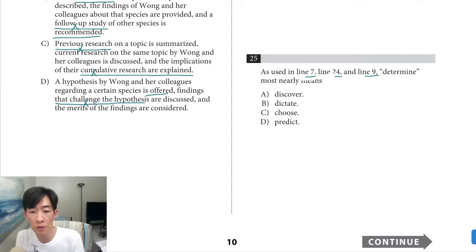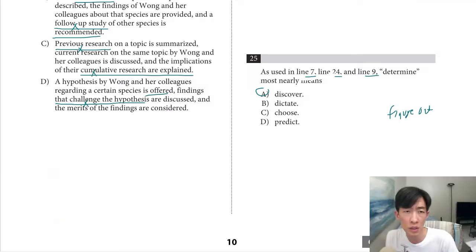So which one's closest to figure out? It would probably be discover because they don't really have the information. And if you discover it, it means you're figuring out something new. Dictate would be like saying A can dictate B, meaning the circumstances in A can determine the outcome in B. Not really what we're saying here. C, choose, that would imply that there are choices to be chosen from, but here again we said determine is like to figure out because we're just trying to figure out information. So C doesn't work. Predict is probably the closest.